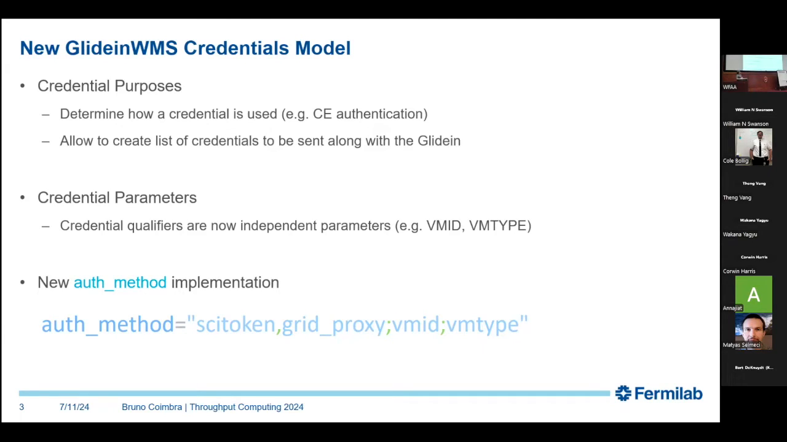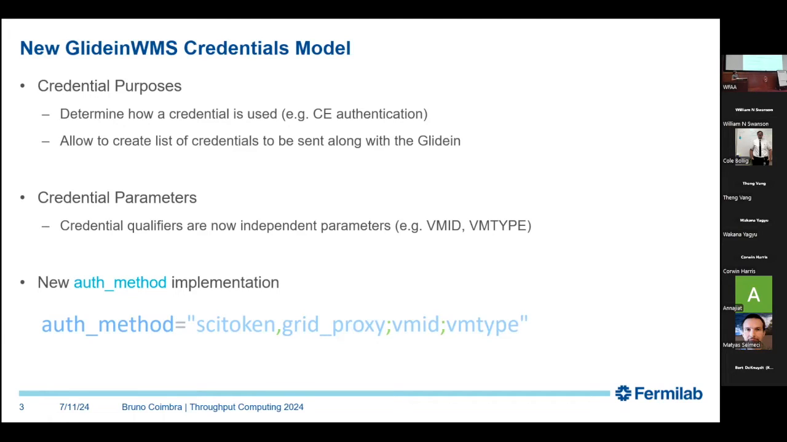And we also separate parameters, which before were classifiers of auth method in the GlideinWMS configuration. And they are now their own entity. And they are orthogonal and independent from credentials. So you can define extra parameters such as VM type and VM ID if you're running on a cloud resource, for example, such as AWS or Google Cloud. And you can now define them independently for every credential that you have. And before, they would actually be bound to the auth method. So that was a bit not very flexible.